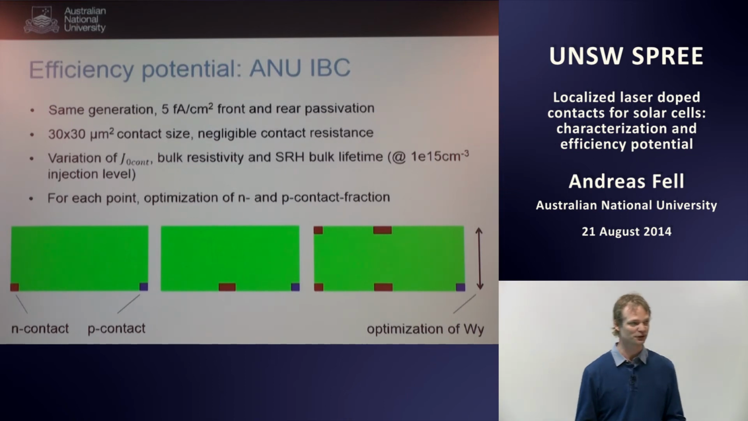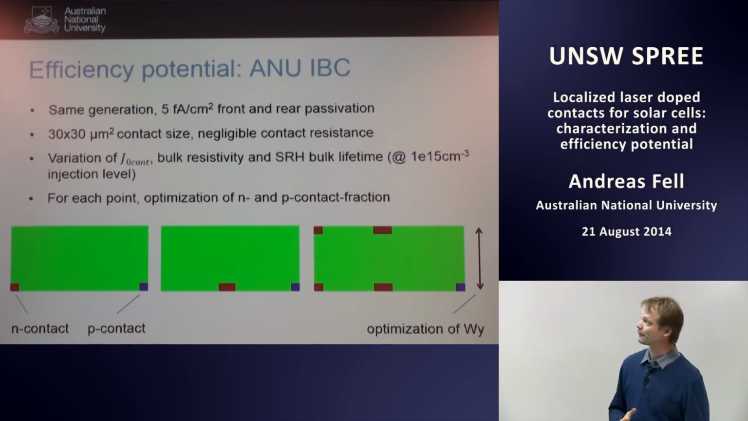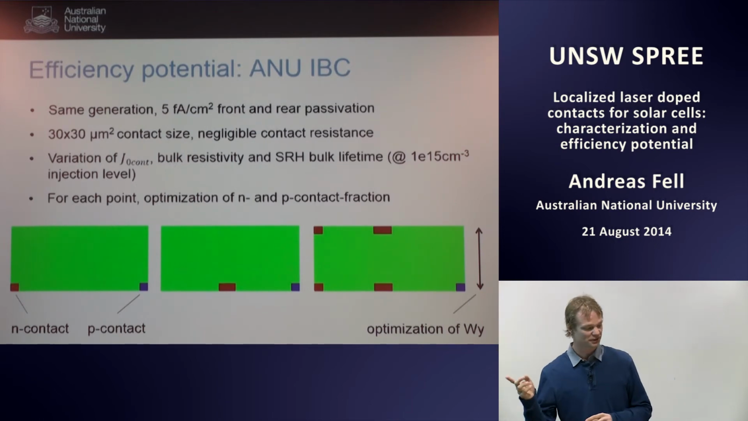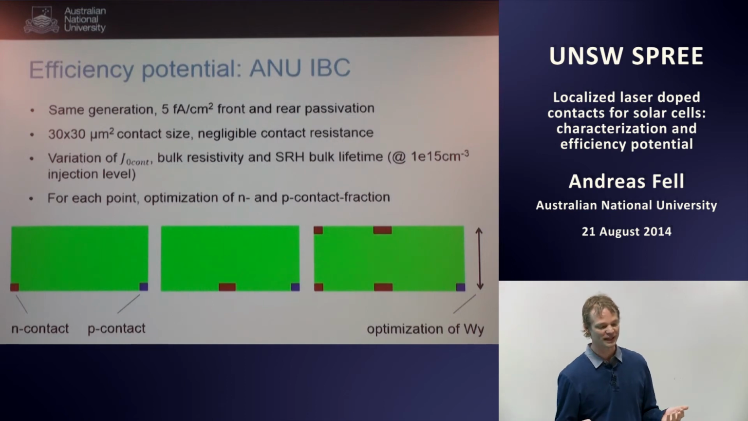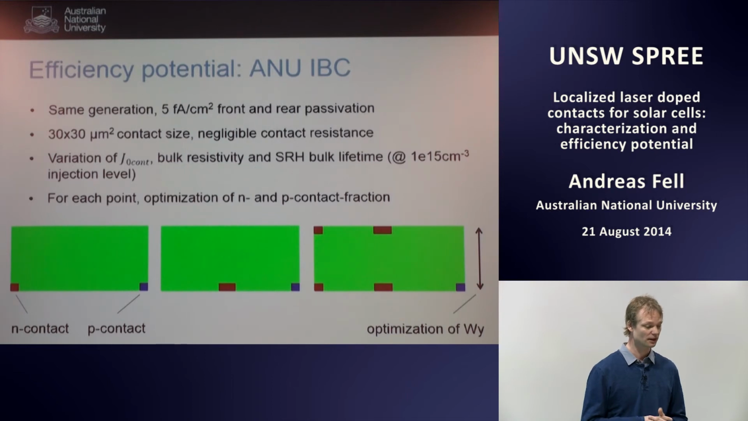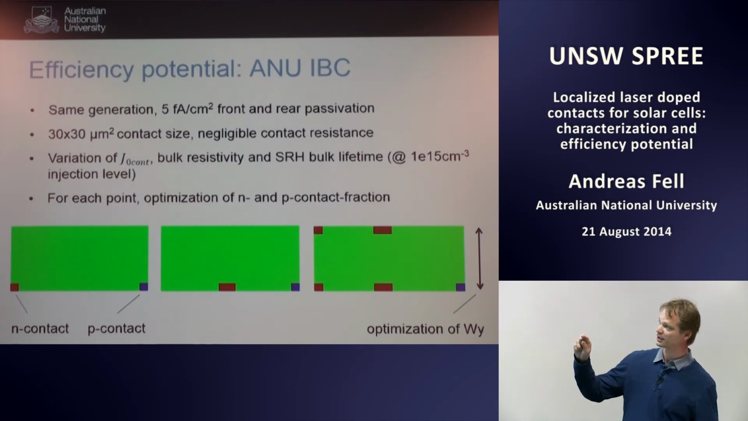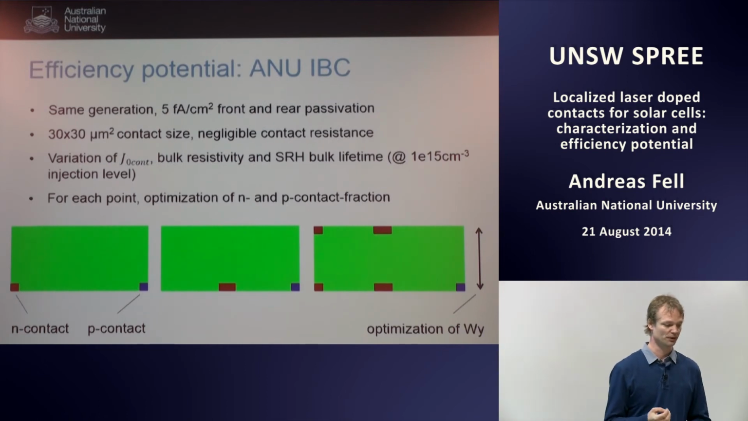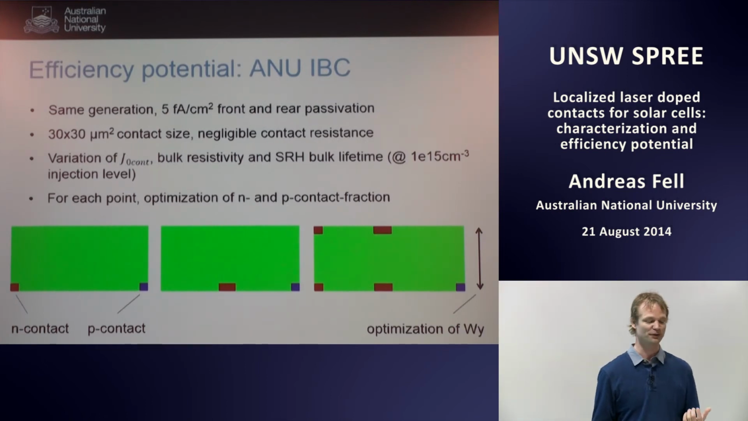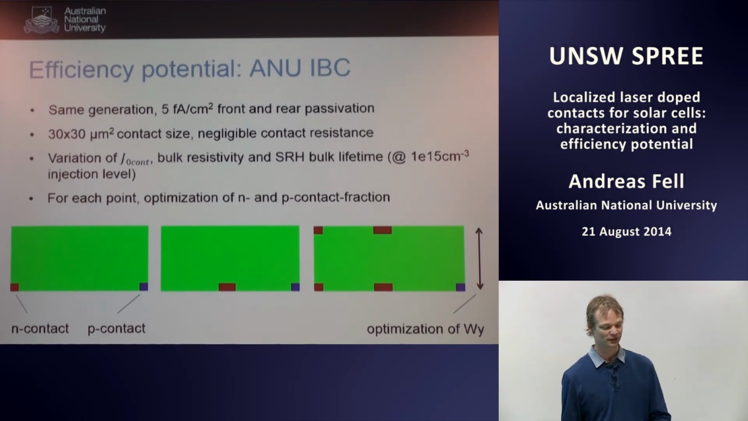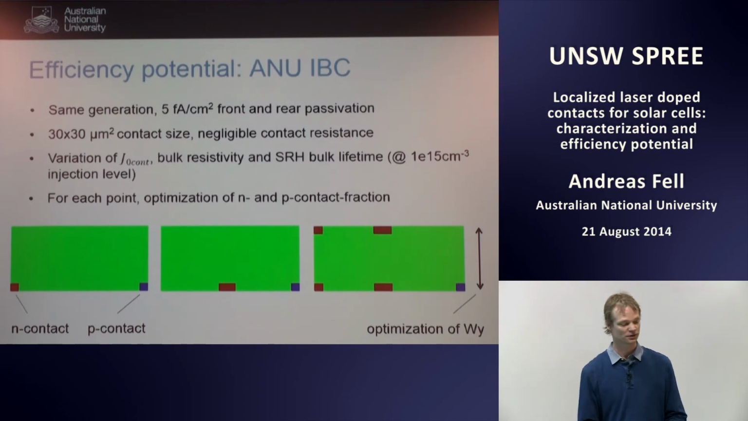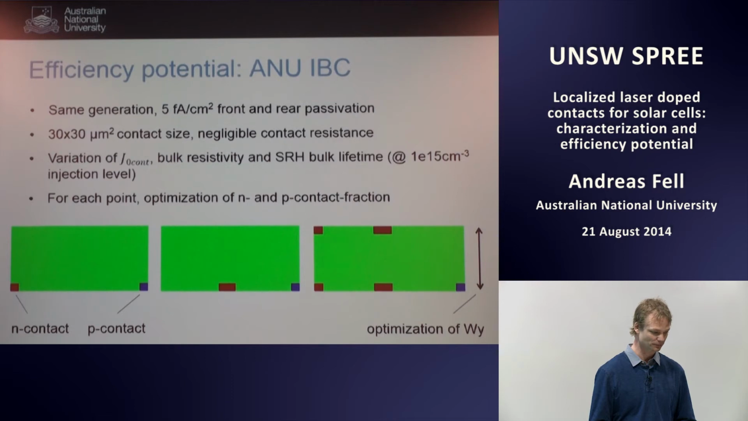And to see what kind of efficiency we can get with that concept, we now make a few realistic assumptions for this particular ANU IBC design. Generation is actually the same. I didn't mention it, but it's like 42 milliamps per square centimeter, assuming a typical generation profile you get under one sun condition. And now we assume 5 femtoamps recombination at the front and at the rear. We assume a 30 by 30 micron contact size, which is actually a feasible size for our lab-based two-step process. So we do 30 by 30 micrometer first, and then do a 20 by 20 micron opening, which is all aligned to that first doping.